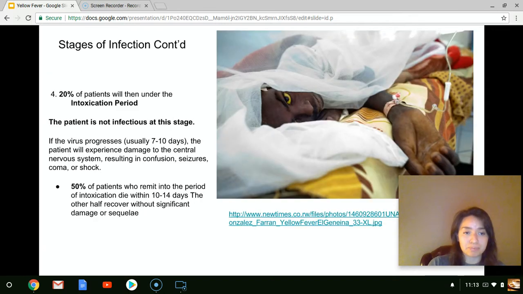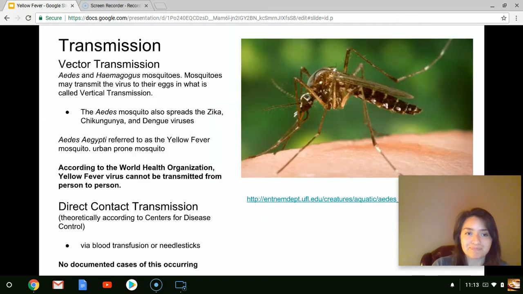Like I said, 20% of patients will undergo the intoxication period. If the virus progresses for 7 to 10 days, the patient will experience damage to the central nervous system, resulting in confusion, seizures, coma, or shock. Half of the patients who undergo this intoxication period will die within 10 to 14 days. The other half will recover without significant damage or sequelae.